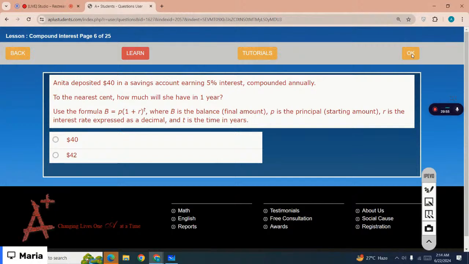Anita deposited $40 in a savings account, earning 5% interest compounded annually. To the nearest cent, how much will she have in 1 year? So, which is the correct option? Let's just do the calculations. The correct option is $42, right? Because after 1 year, you have 5% interest. It doesn't stay the same $40, right? So the correct option is $42.